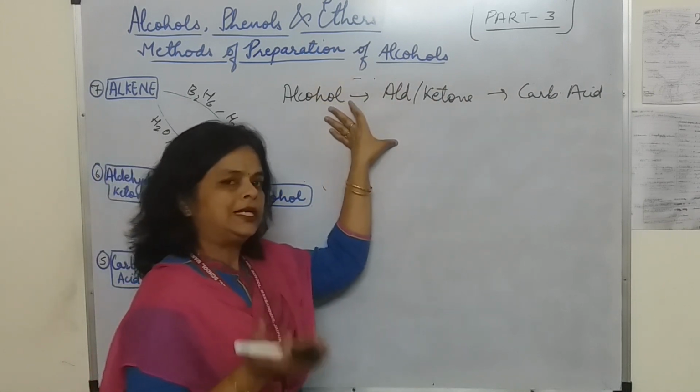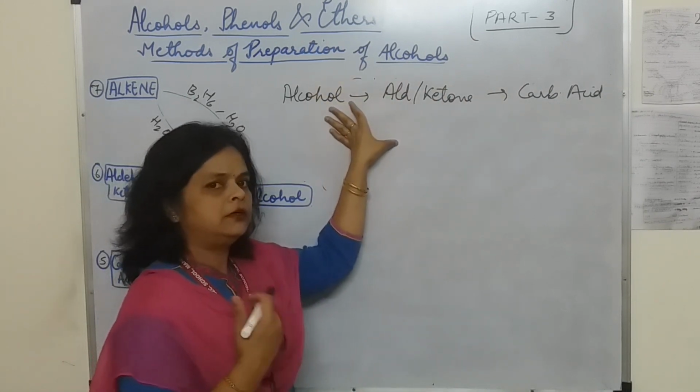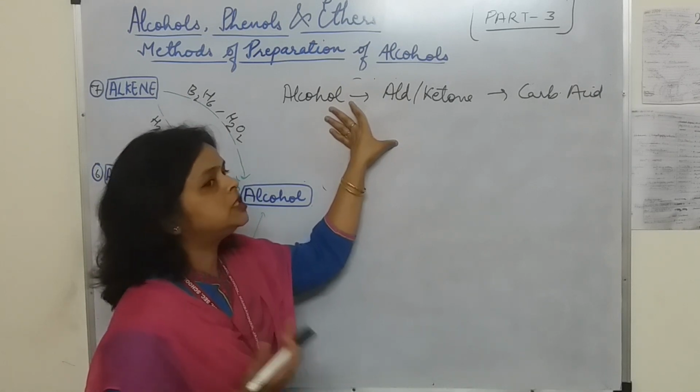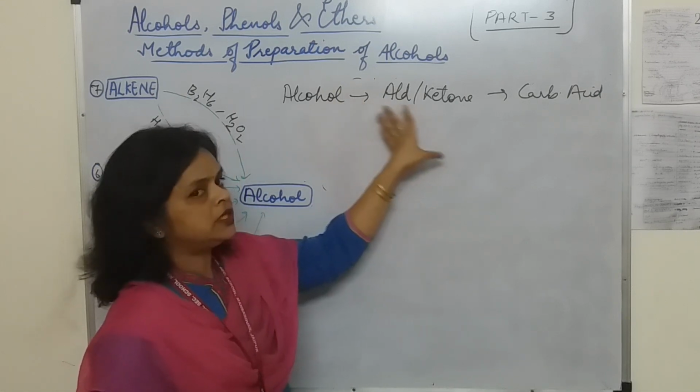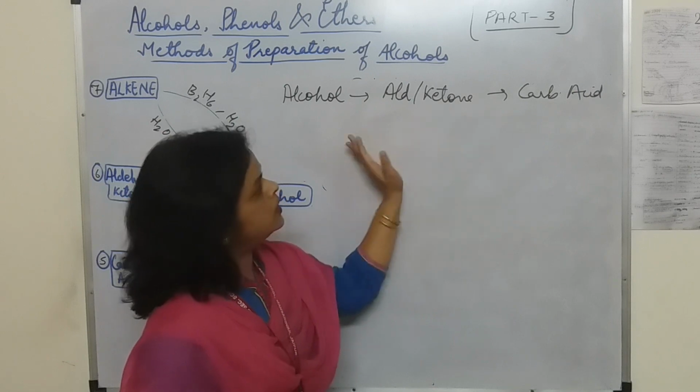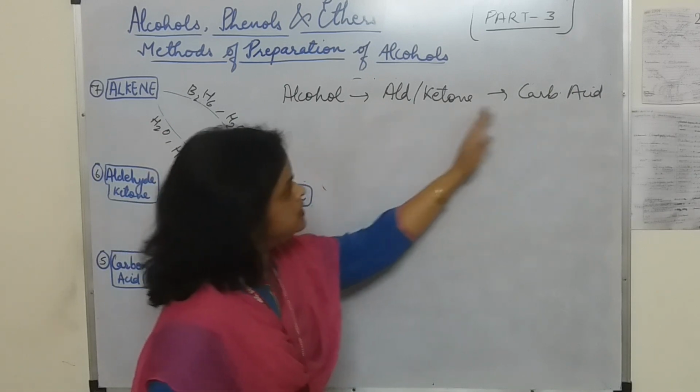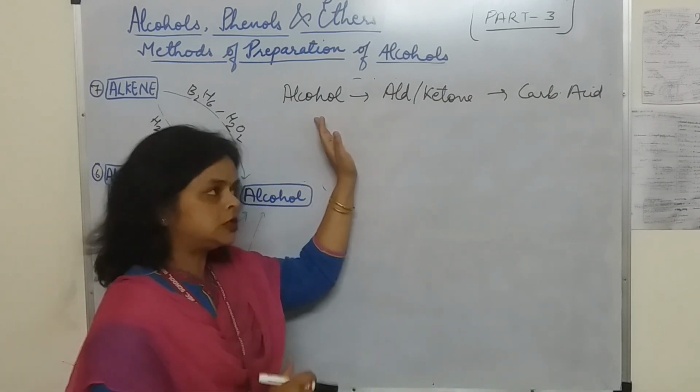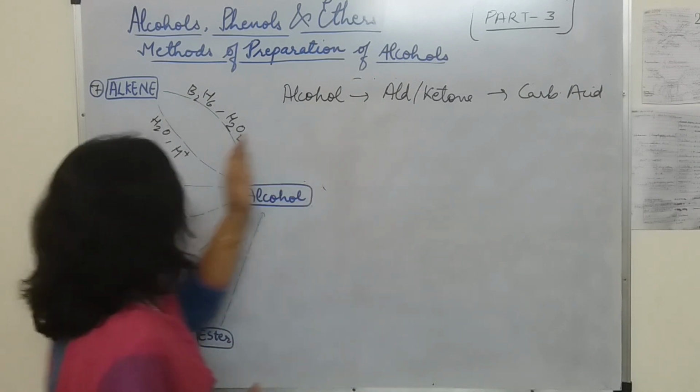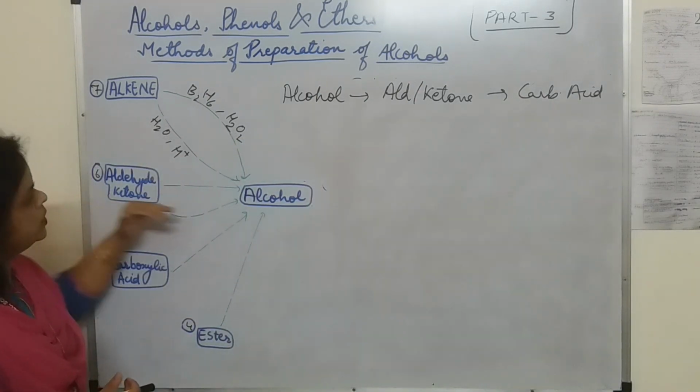Like if you are using alkaline KMnO4, acidified potassium permanganate, or potassium dichromate. So if you are using any oxidizing agent, you are going this way. If you have to come this way, then you have to go for a reduction process. So here we are converting aldehyde and ketone into alcohol.